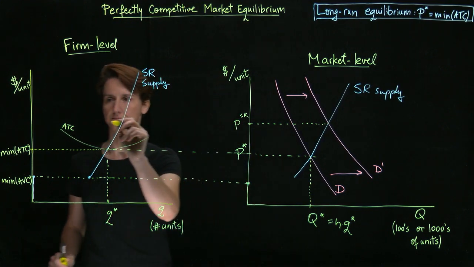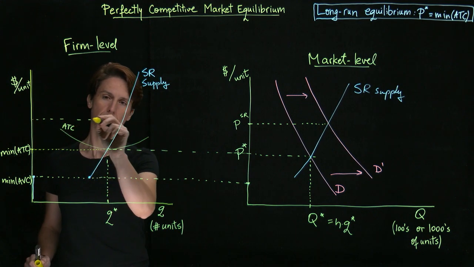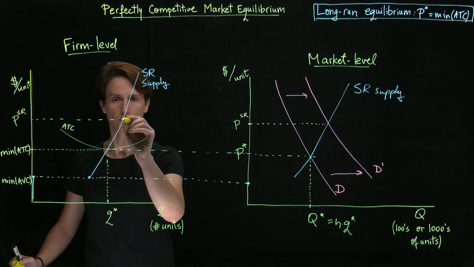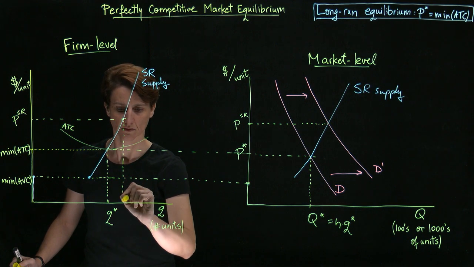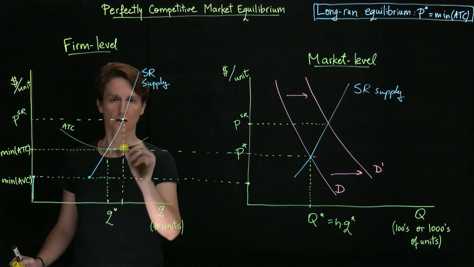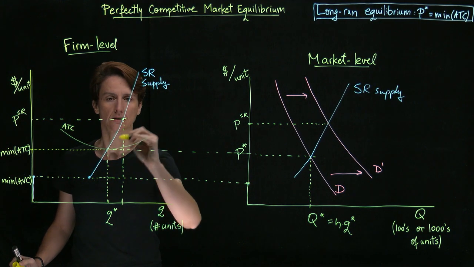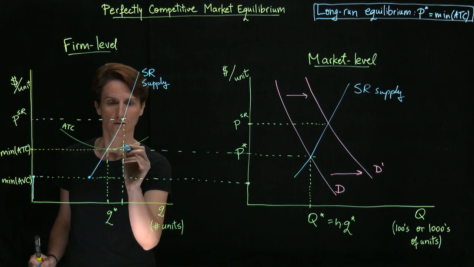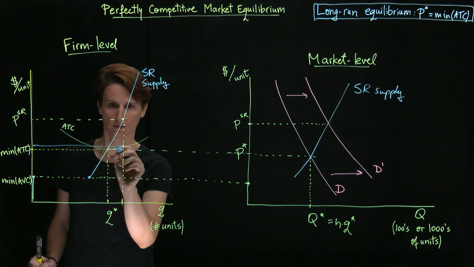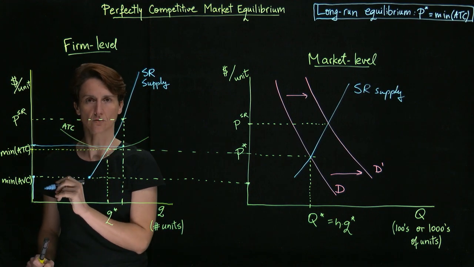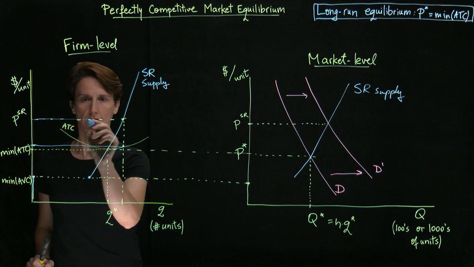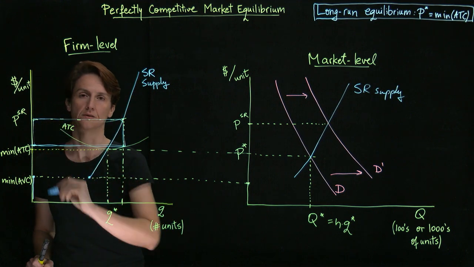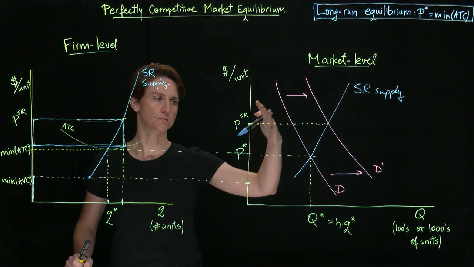Well, at that price, each firm will produce more in the short run, and for each firm then, the price will exceed the average total cost. This is the average total cost at the new short run level of production. Then this rectangle will represent firm profits in the short run now that there's been an increase in demand.